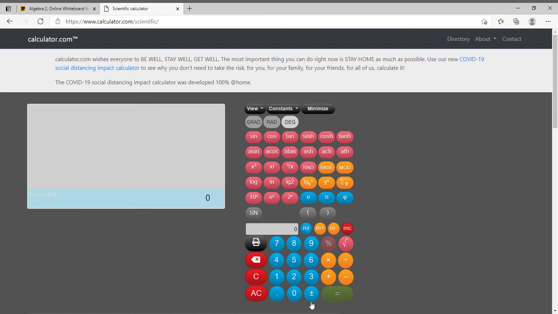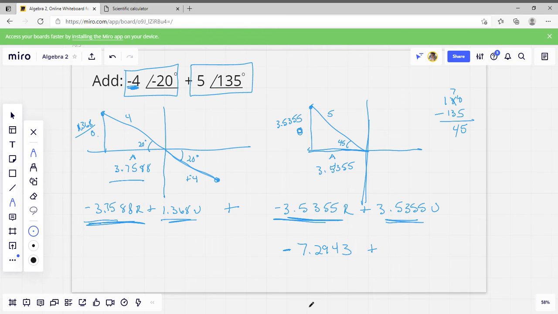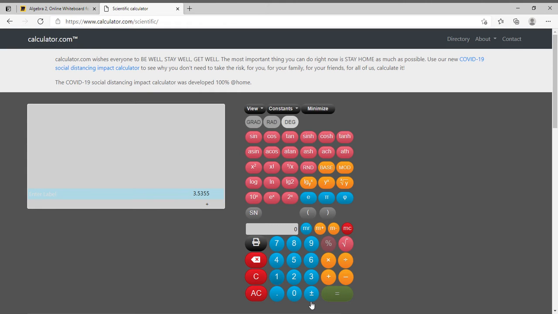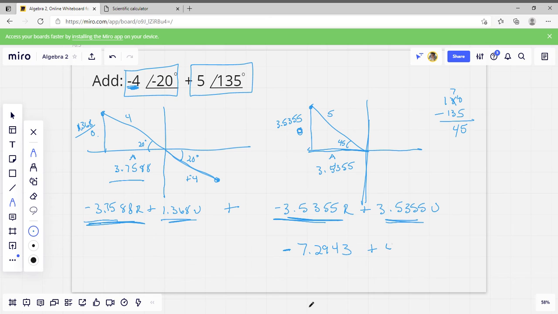3.5355, plus our other up, 1.368. That gives 4.9035 up. So we add our R's and we add our U's.